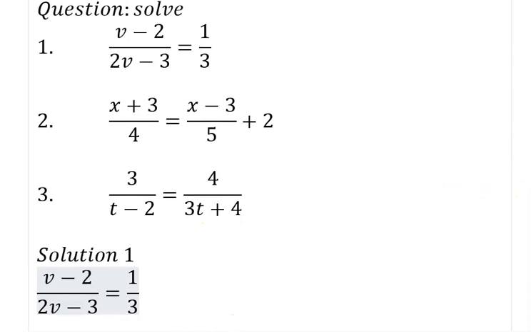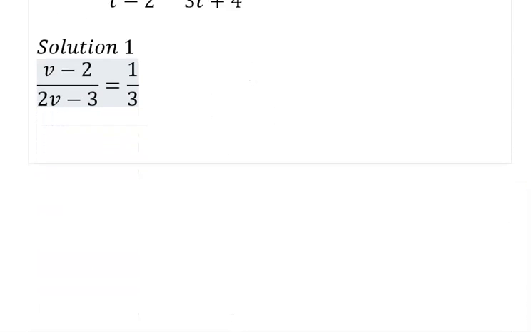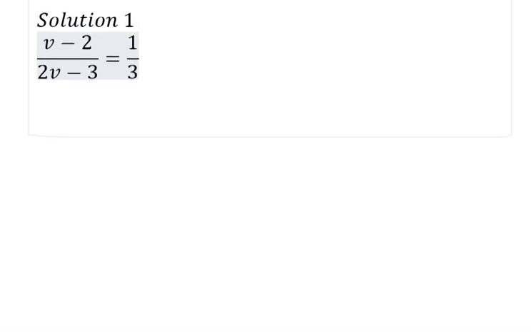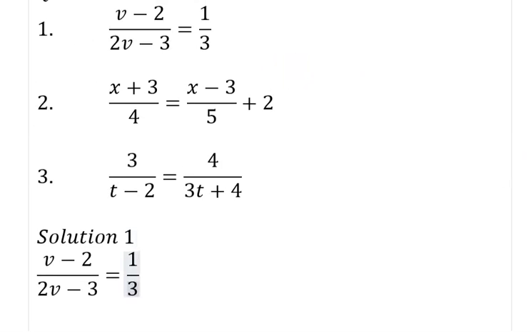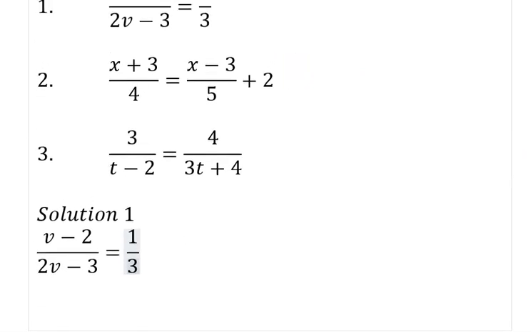Awesome. So we have this question here, v minus 2 all over 2v minus 3 equals 1 over 3. Like we said, the moment you see this equal sign, it means what you have on the left hand side must be equal to what you have on the right hand side. And now, this is the question that was given, we have to solve.